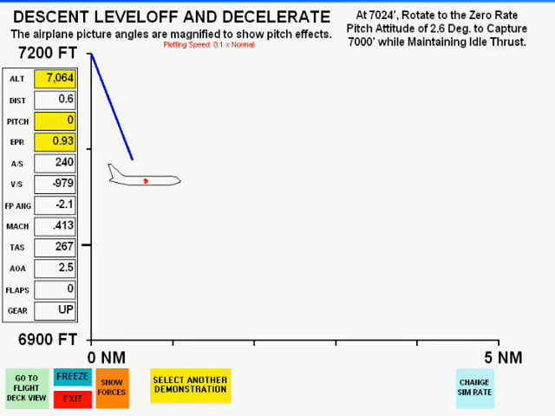The plotting speed will now be reduced to 0.1 times the normal value to illustrate the details. At a lead of 24 feet, we will rotate to the 0 rate pitch attitude of 2.6 degrees to capture 7,000 feet while maintaining the thrust at idle.